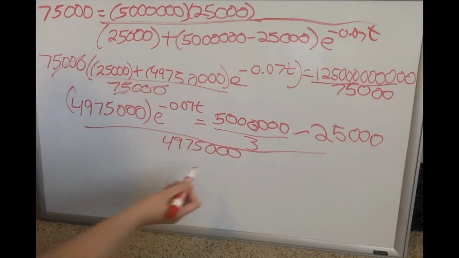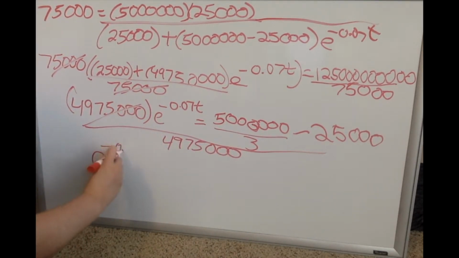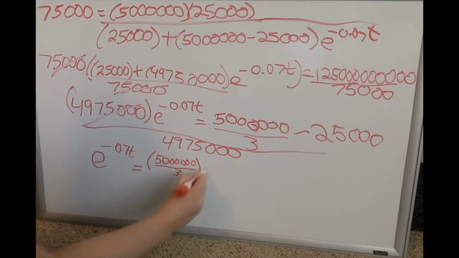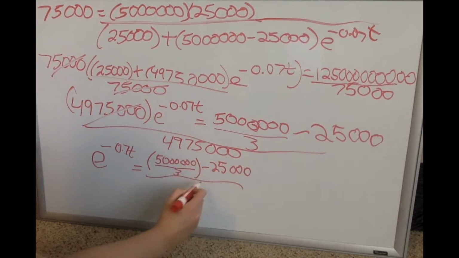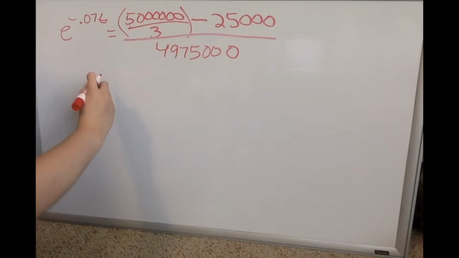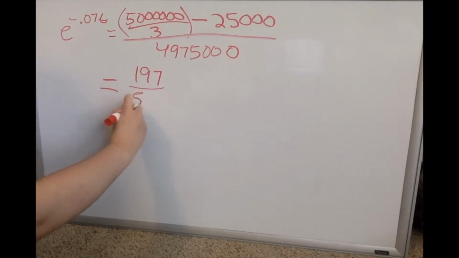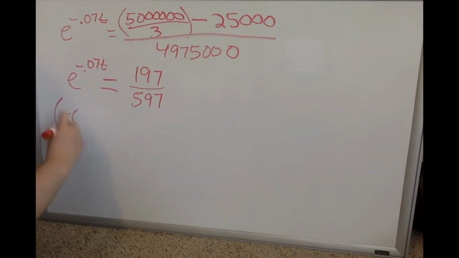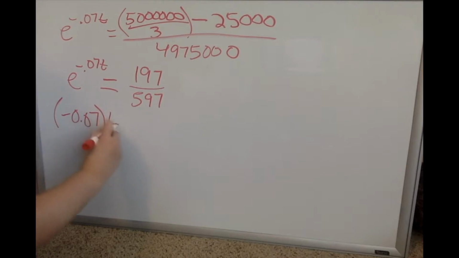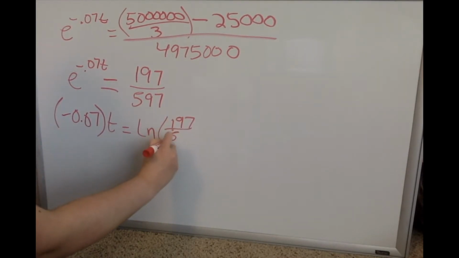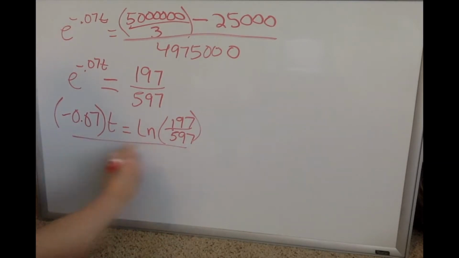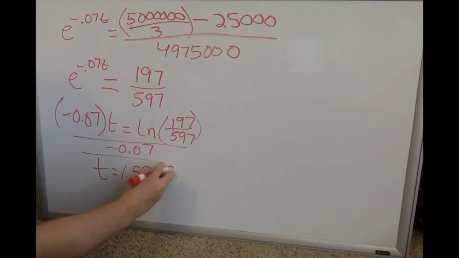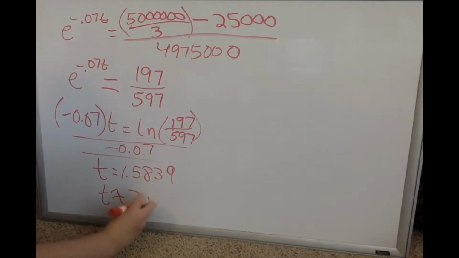From this point, the e can be isolated completely. This leaves the equation e to the negative 0.07t is equal to the quantity of 5,000,000 over 3 minus 25,000 all over 4,975,000. This can be simplified even more, leaving e to the negative 0.07t is equal to 197 over 597. Then, to isolate the variable, the natural log of each side is taken. This gives negative 0.07t is equal to the natural log of 197 over 597. So t is equal to 1.5839, which can be approximated to 2.